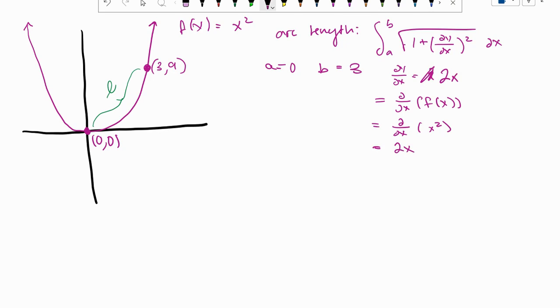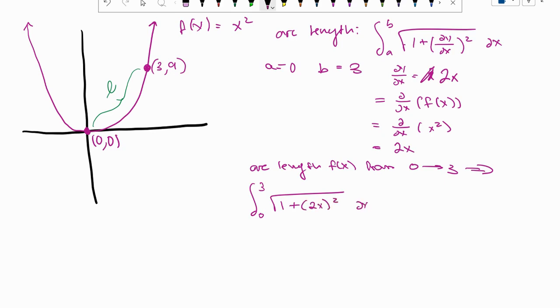Now let's plug in all those values. Arc length of f of x from 0 to 3 equals the integral from a to b of the square root of 1 plus dy dx squared dx. And what is that value?